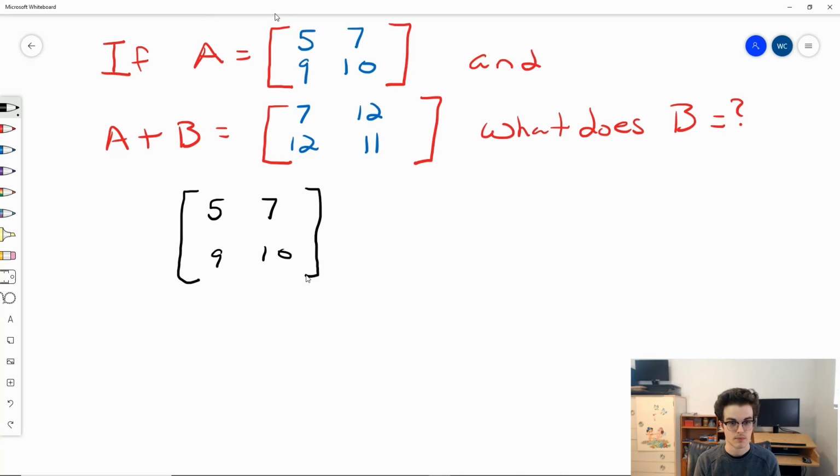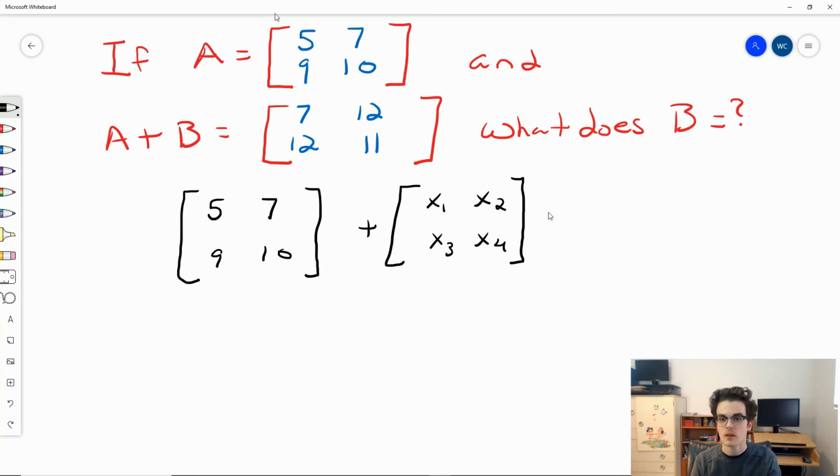plus a whole set of x values. We'll call this x1, 2, 3, and 4 is equal to the A plus B, which is 7, 12, 12, and 11.